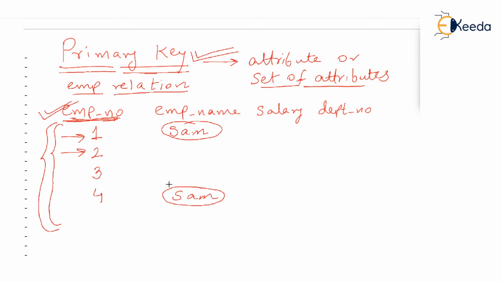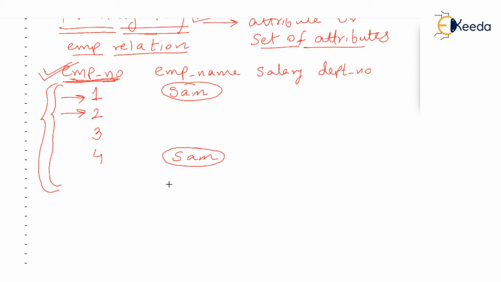Who decided it? We decided that employee number should be the primary key when we define a table by writing some command in the DBMS. That command is basically the create table command, in which we tell the DBMS that employee number is going to be the primary key.